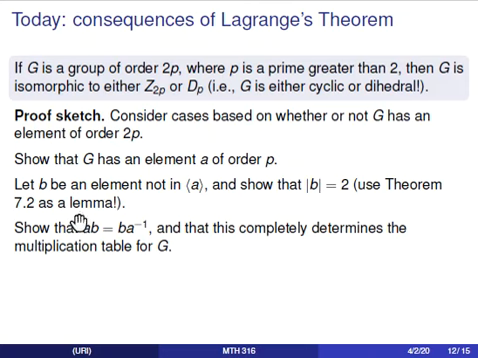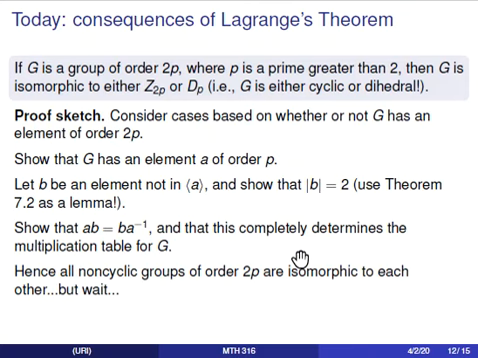But because this tells us everything about how to fill out the Cayley table, wouldn't that mean then that all the Cayley tables of groups that were not the cyclic group looked the same? And it does mean that. What that means is that all non-cyclic groups of order 2p are isomorphic to each other. Every two non-cyclic groups of order 2p are isomorphic.